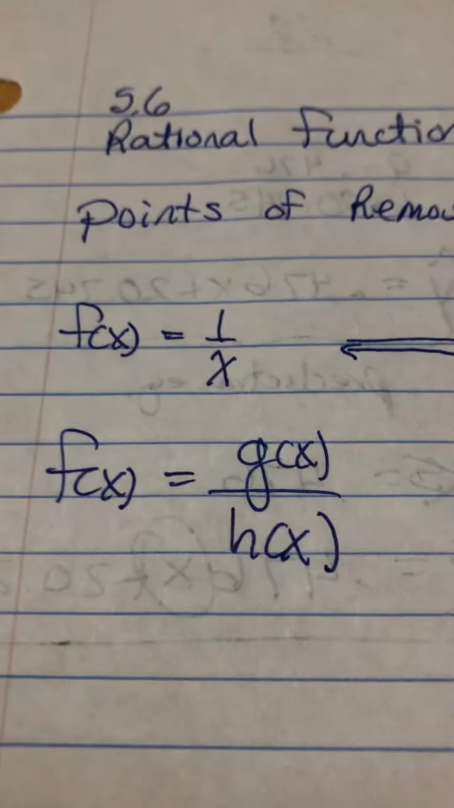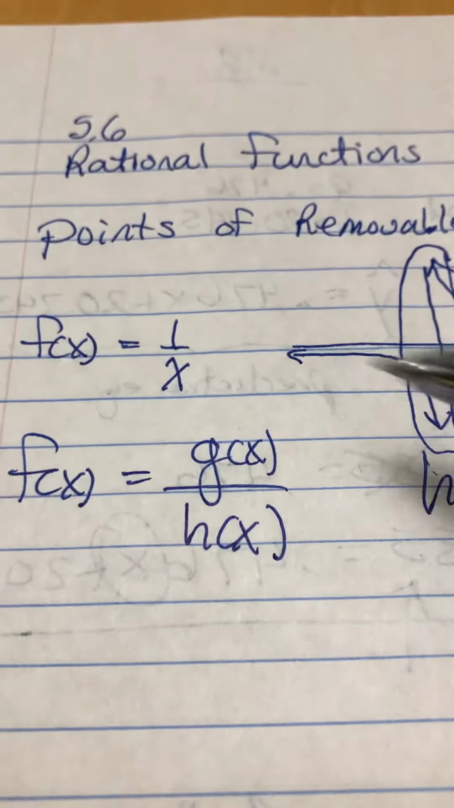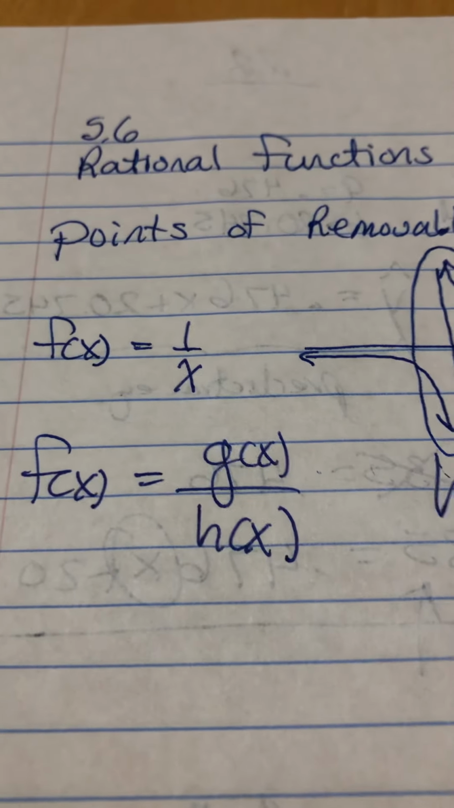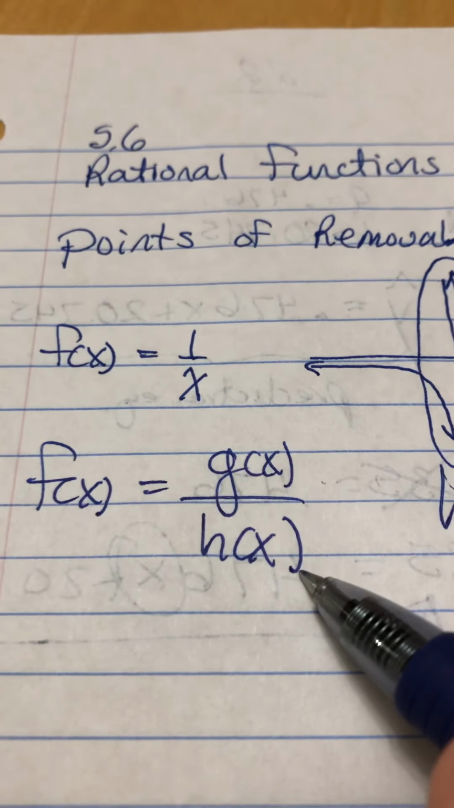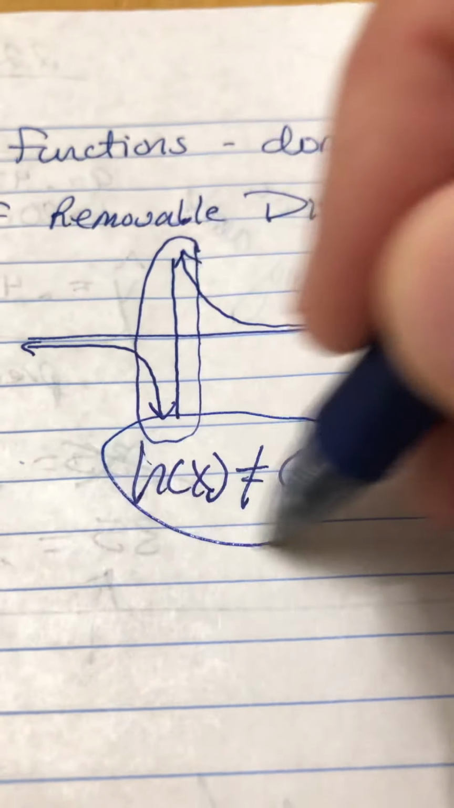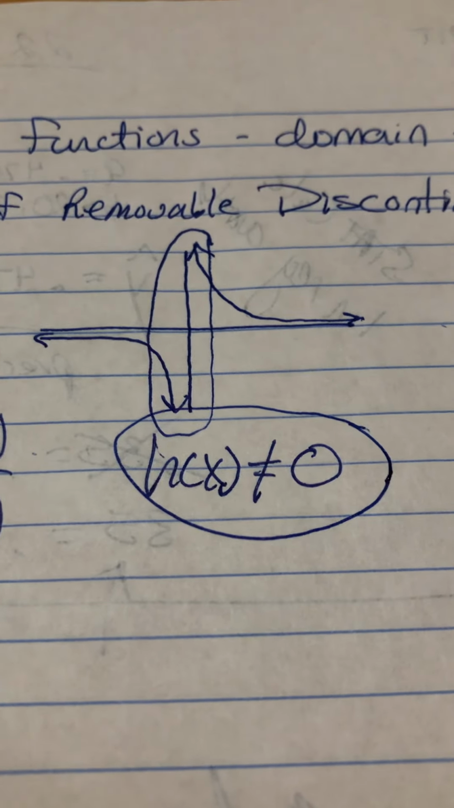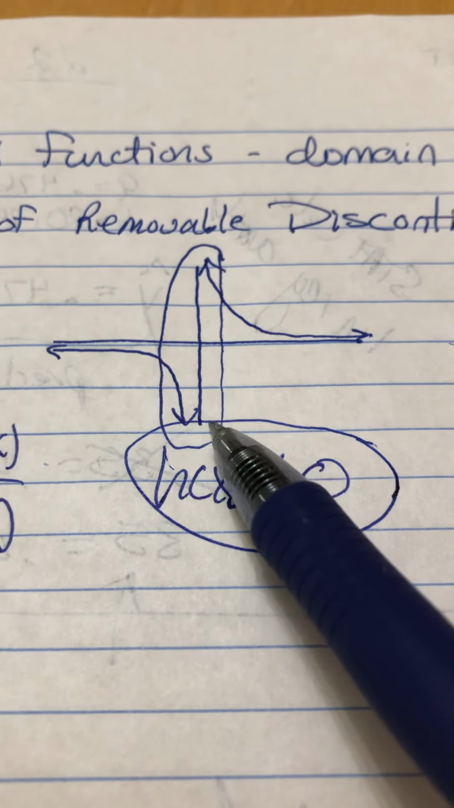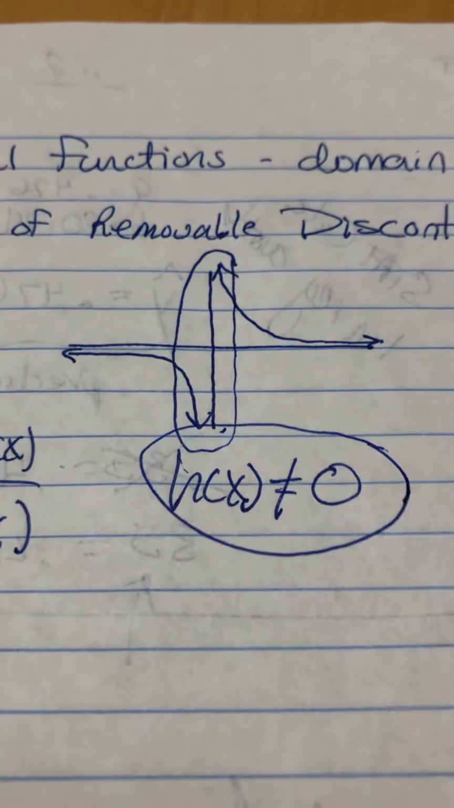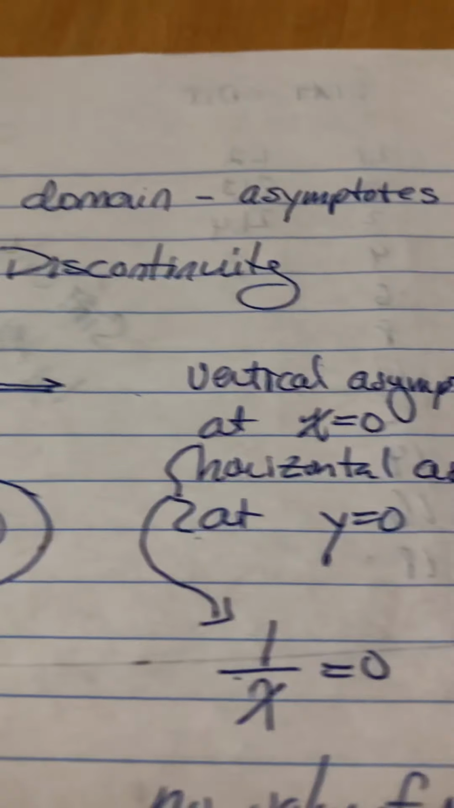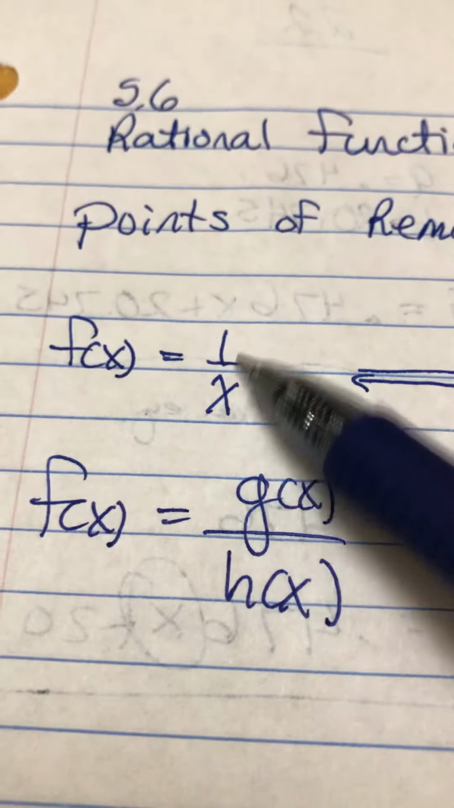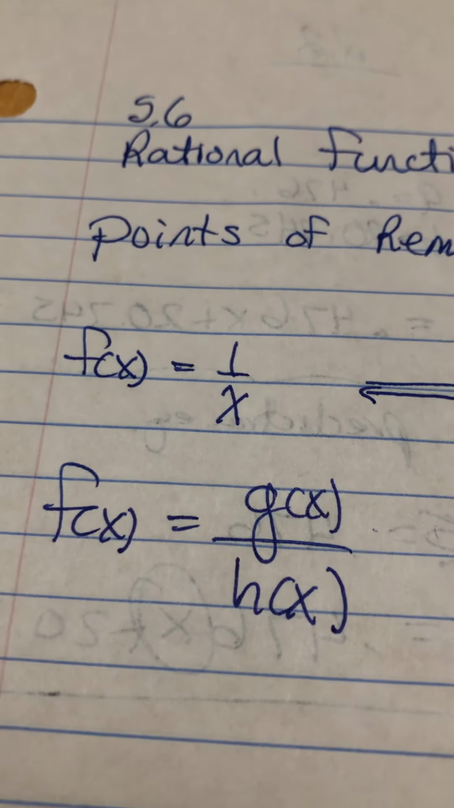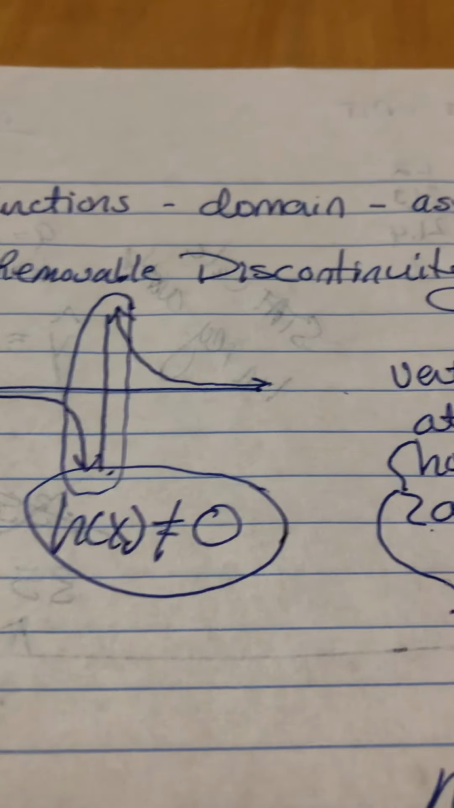Now, a rational function by description is some g of x, like some polynomial divided by another polynomial. What's important here is that we make sure the denominator does not equal 0. That's where you're going to generate either asymptotes or points of removable discontinuity. Now, we're going to talk a little bit about the idea of a horizontal asymptote at y equals 0. The function 1 over x will have that horizontal asymptote, and let's see if we can explain why.